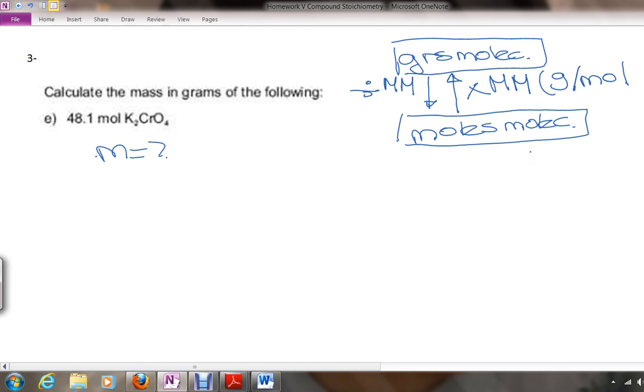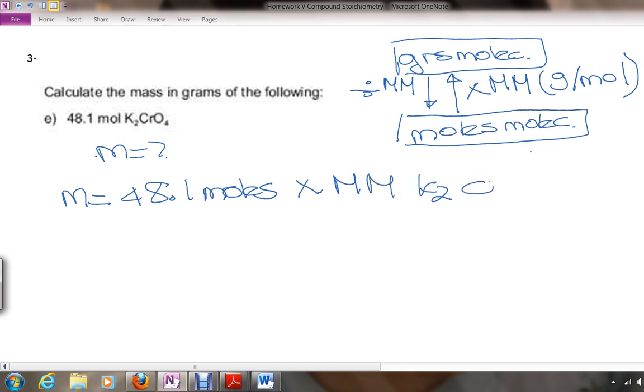They're asking for the mass, and you got the moles, so you can go up, you multiply by the molar mass. So the mass in grams would be 48.1 moles multiplied by the molar mass of K2CrO4. I always advise my students when they're doing stoichiometry problems, if you're doing grams, start with the molar mass. What would be the molar mass here?